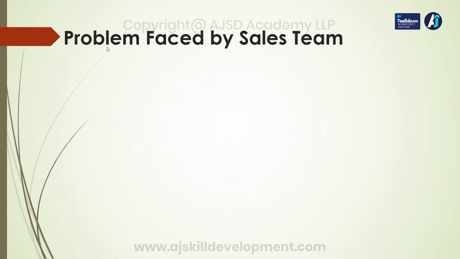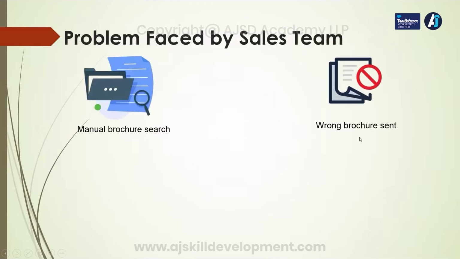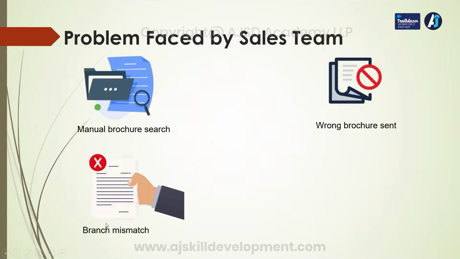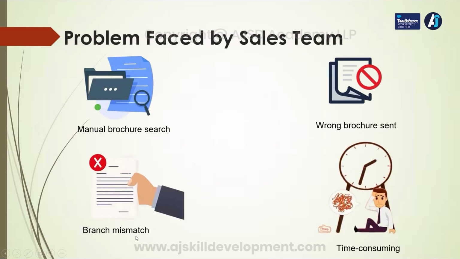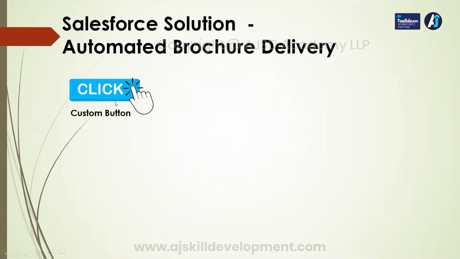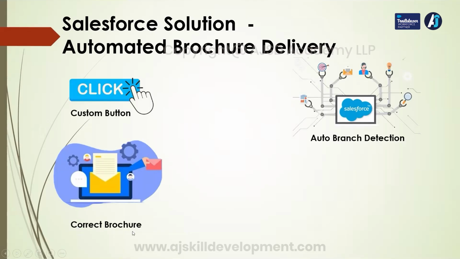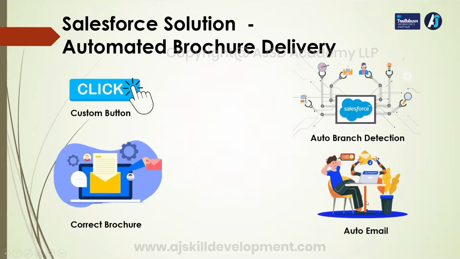Let's look at the challenges faced by the sales team. Sales users had to manually search for the brochures, which often led to the wrong brochures being sent. Due to branch mismatches and lack of validation, the process became time consuming and error prone. So we solved this using Salesforce automation. With a single click on a custom button, Salesforce detects the branch, selects the correct brochure, and sends it automatically via email. So this entire process is completed in a single click without any manual effort.